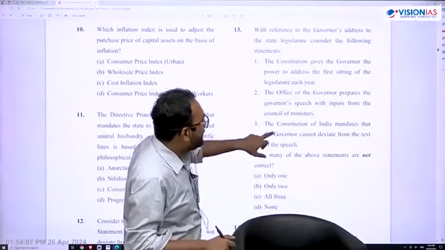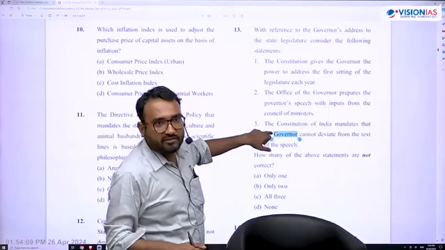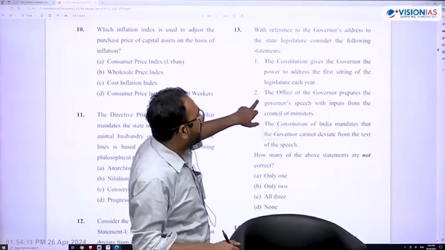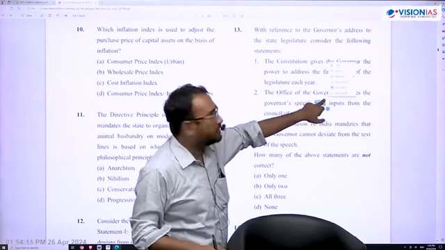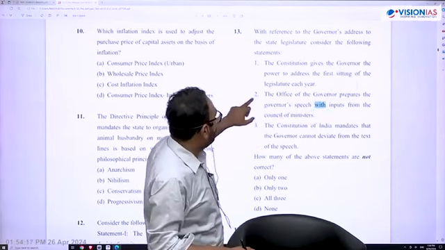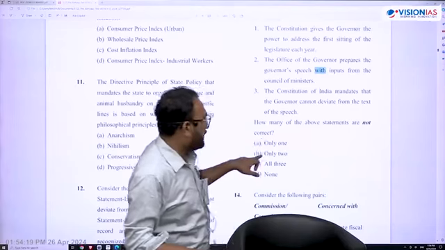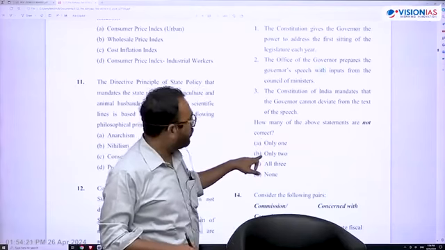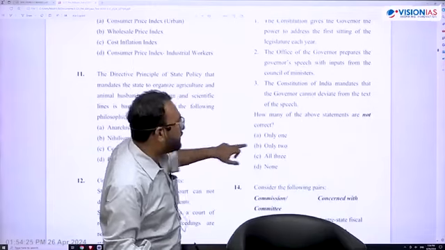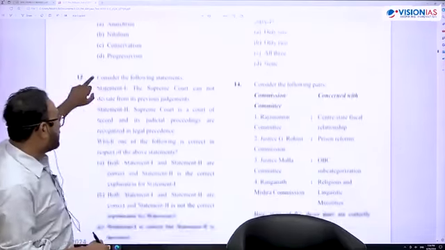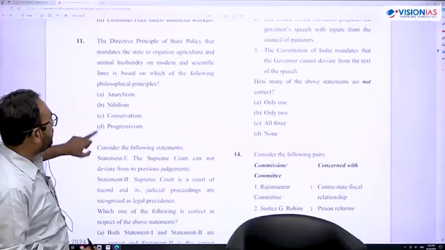So this statement is wrong because there is no such statement mentioned in the Constitution. This statement is also wrong. So how many statements are not correct? We'll settle for only 2. Only 2, that is B. So question number 13, I'll settle for only 2. Okay. This statement also we have gone for D, and here also we have gone for D.